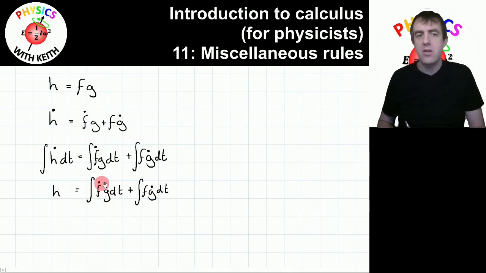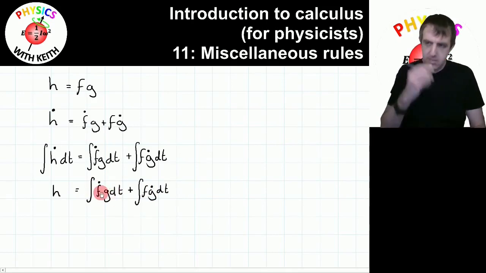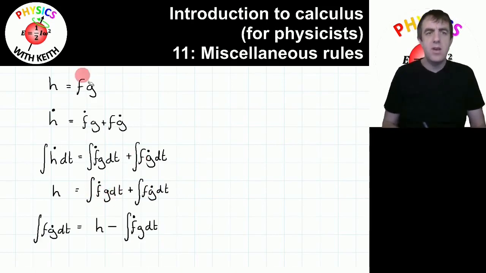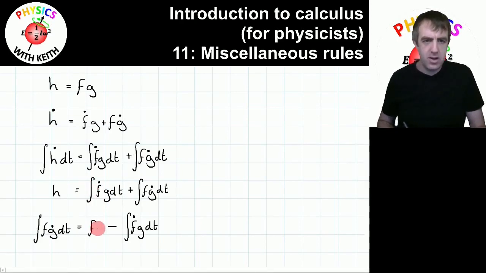Now, if I subtract this from both sides, I get this. And in fact, I could rewrite that without the h. We can just put fg in here. So what this means, if I have a product of two functions, and one of the functions is a derivative, then I can more easily calculate what the integration is.